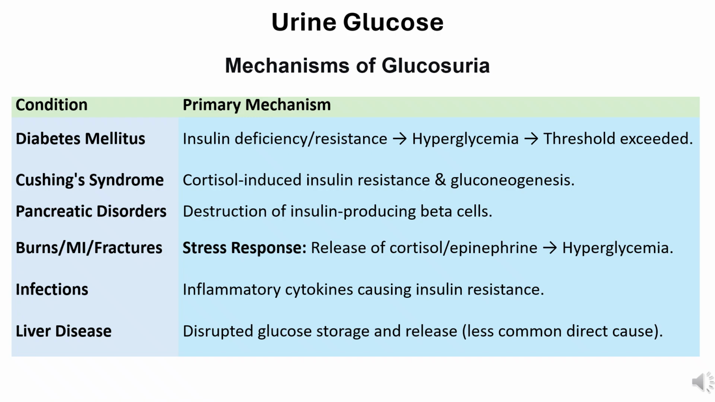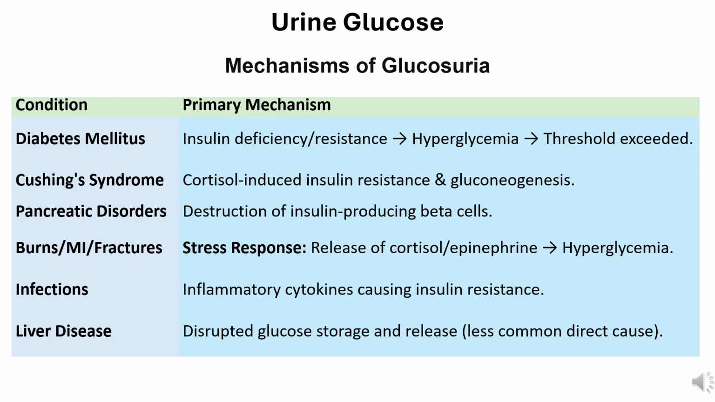2. Cushing's syndrome. High cortisol levels lead to high blood sugar. The mechanism is related to insulin resistance. Cortisol stimulates gluconeogenesis and makes cells resistant to insulin. Steroid-induced diabetes leads to elevated blood glucose. 3. Pancreatic disorders, pancreatitis, cancer, cystic fibrosis, causing beta cell destruction.